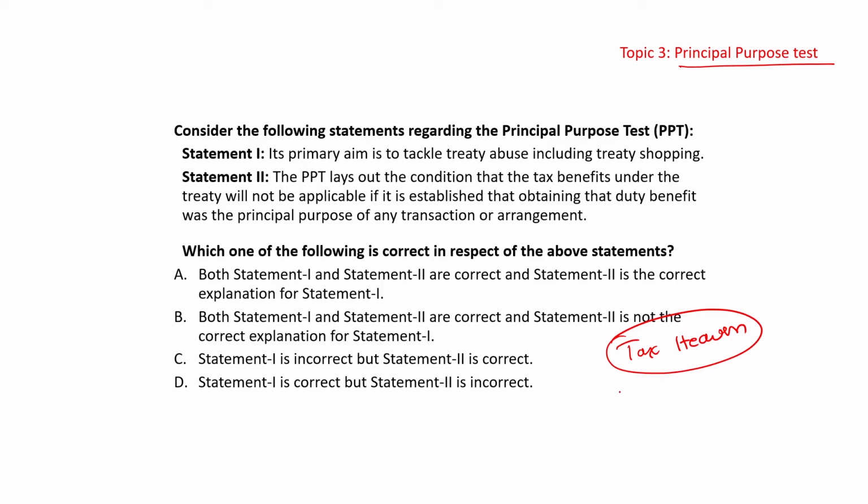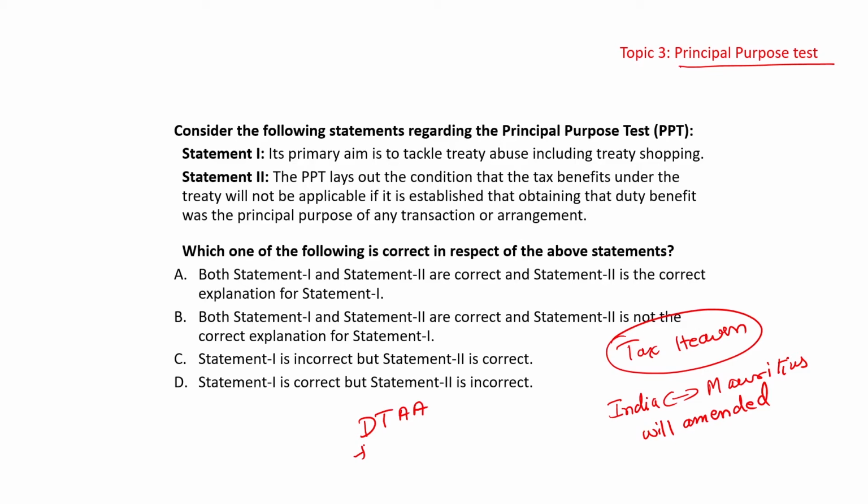India recently has announced that its tax treaty with Mauritius will be amended. And what is this tax treaty? This tax treaty basically is a double tax avoidance agreement.